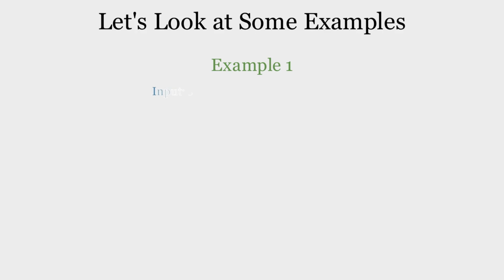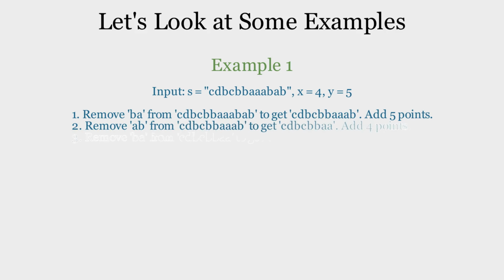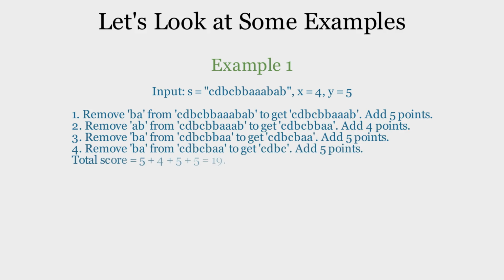In our first example, we have the string baobab with x equals 4 and y equals 5. Step by step, we remove ba first since y is greater than x. This gives us 5 points, making the string baobab. Then we remove ab, giving us 4 more points. We repeat this process until no ab or ba is left. The total score is 19.